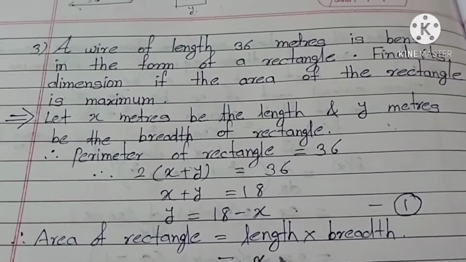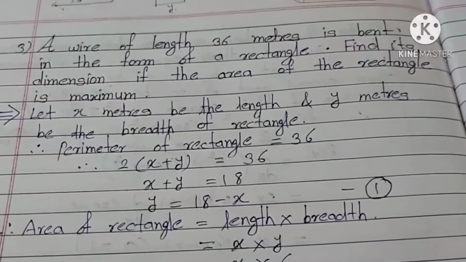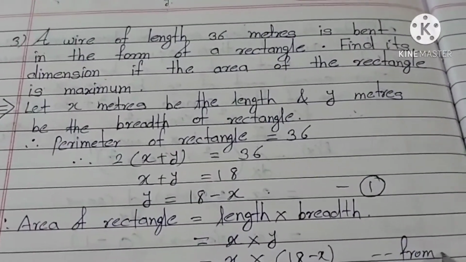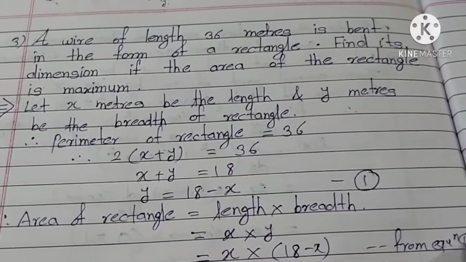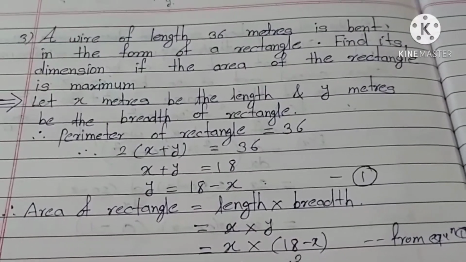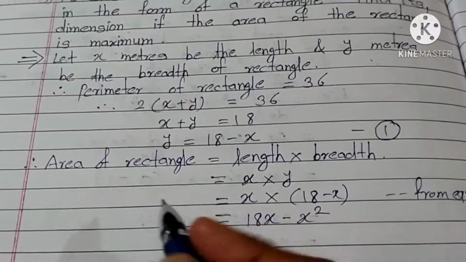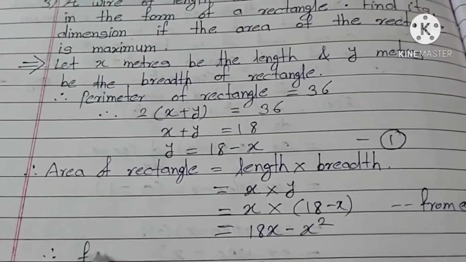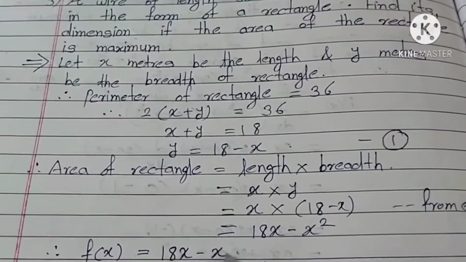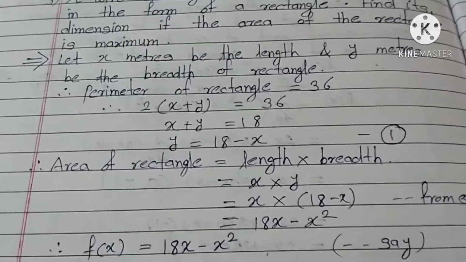Length is x, breadth is y. Put here the value of y, 18 minus x, from equation first. Now multiply, so it is 18x minus x square. Now suppose that this is f of x. So therefore f of x is equal to 18x minus x square.